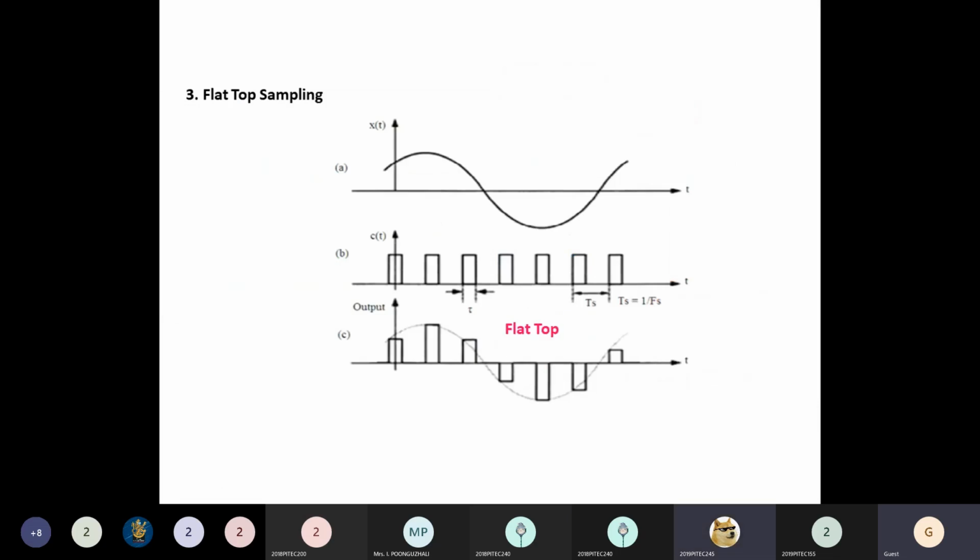Then we'll have flat top sampling. The pulses of the sampled signal have a flat top. That's why it is said to be flat top sampling.